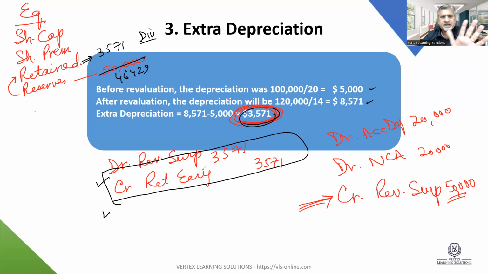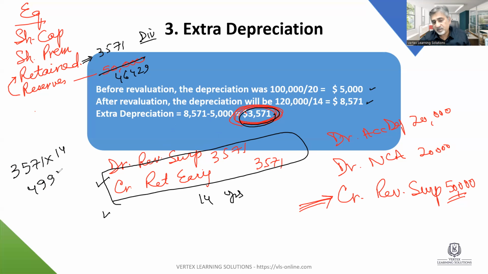Asset life is 14 years remaining. I will repeat this transaction 14 years. Every year, I will take out 3571 from this revaluation surplus and take it to the retained earnings, and you take your money home. See, 3571 multiplied by 14 years, that makes me 49994, some decimal points difference. So this is approximately 50,000.